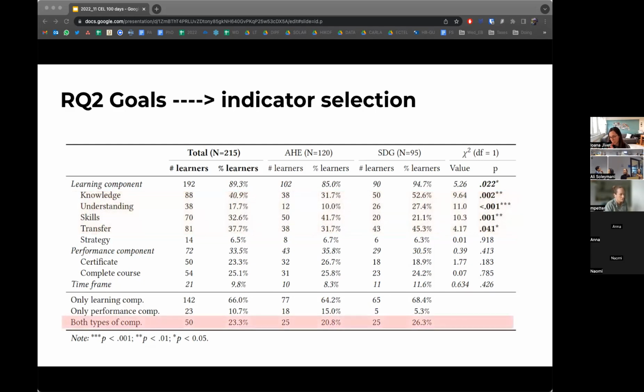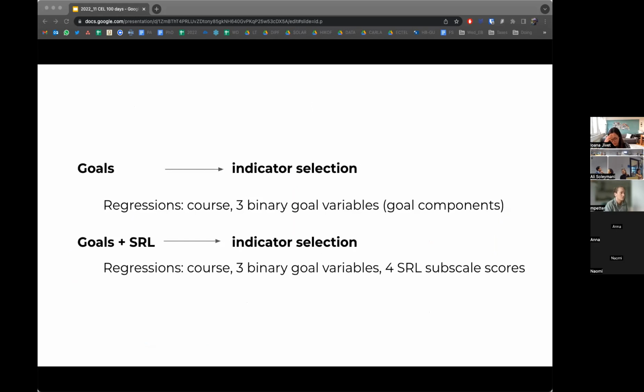Another thing that I find interesting is that around 25% of the students, overall in both courses, included both a learning component and a performance component in their goals. So they say, I want to understand the topic of the course and complete the course or get a certificate. What we did with this information, we tried to predict whether students that had certain goal components in their goals were more likely to choose certain indicators or not.